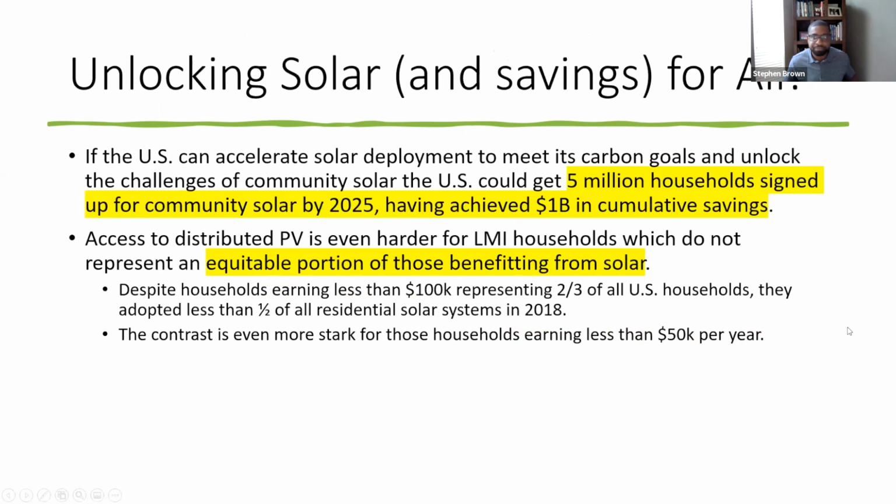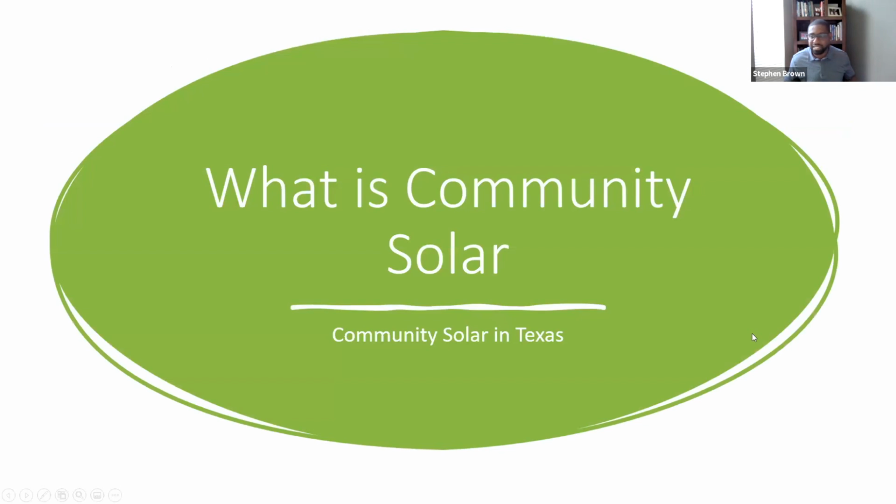And then, in terms of unlocking solar savings for all, studies from the Department of Energy have shown that if we could get 5 million households signed up for community solar by 2025, we'd be able to achieve $1 billion in cumulative savings. And even further, community solar allows for a more equitable portion of these benefits to extend to low and moderate income families, similar to what I mentioned before. So what is it exactly?